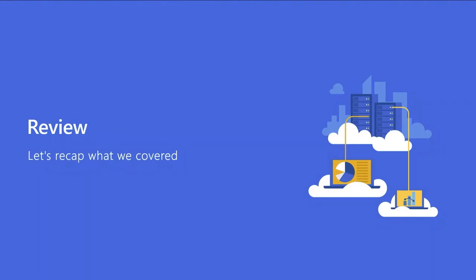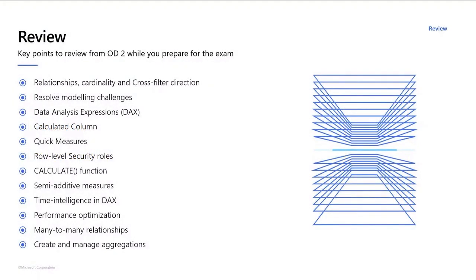So let's go and review what we talked about as part of OD2. We started with relationships and cardinality and cross-filter directions, resolving modeling challenges, and how we go and do that. We also explored data analysis expressions, or DAX for short. Within that, we also introduced calculated columns and quick measures. We also explored a bit more on row-level security and how DAX can help in that. And we talked about calculate functions. There are a lot of other functions available in DAX, but I think calculate is quite fundamental, and hence we went about that.